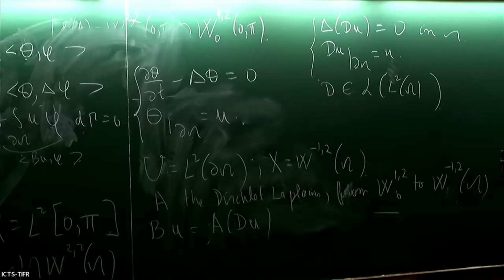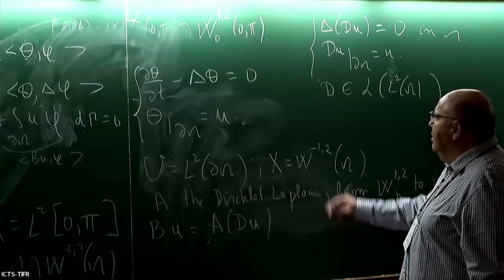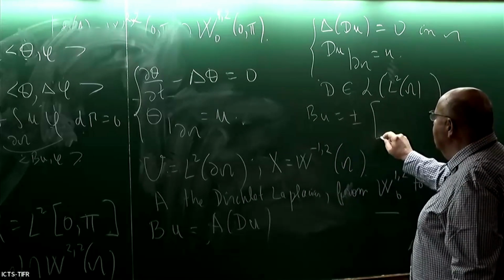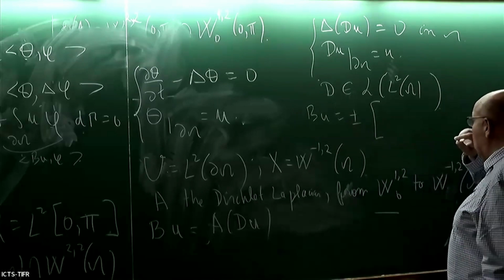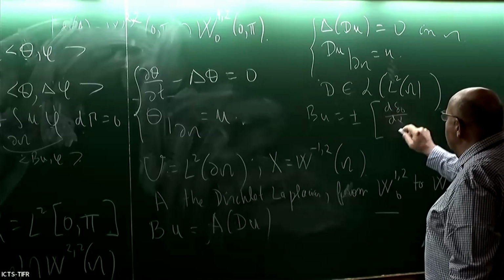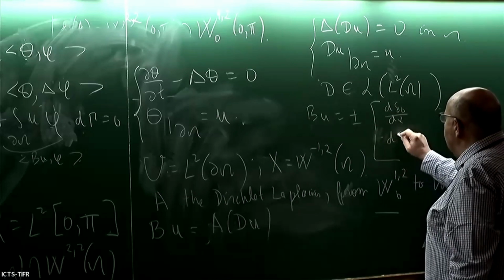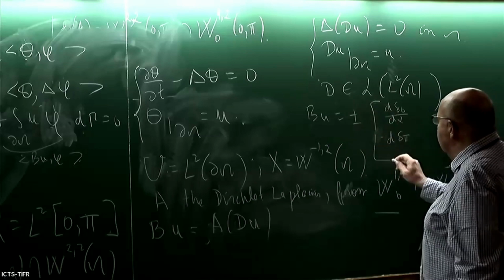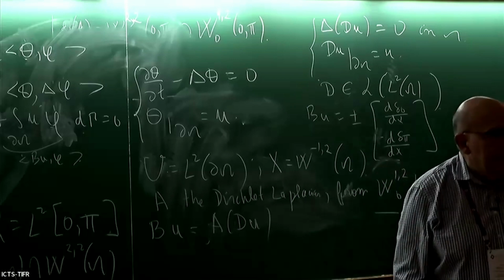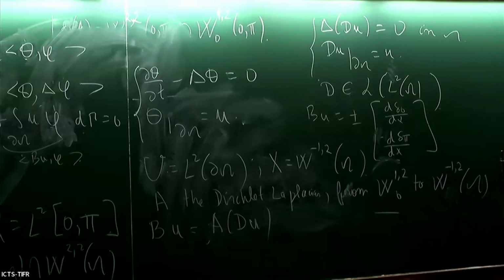Here it's more complicated. Besides the 1D, I will not speak about that, but in 1D, roughly speaking, Bu will be, up to a sign, d delta 0 over dx and d delta pi over dx. It will be this operator. Okay, so this is for the heat equation.